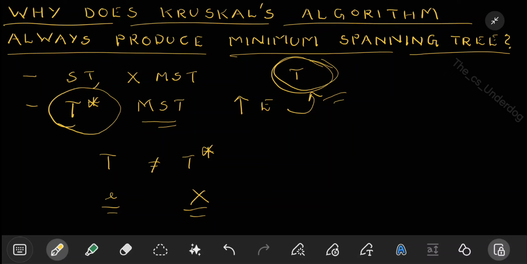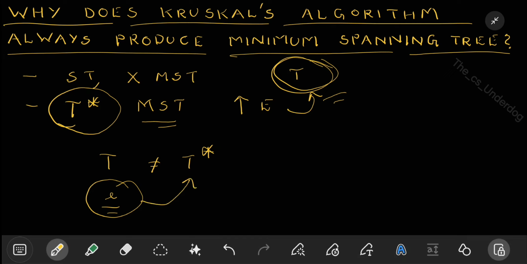Let us assume that this edge E is the first uncommon edge that is present in T. So if you follow Kruskal's algorithm and you are building the tree T, let us assume the first edge that is not present in T star, that is what we are calling E. In this case, if that E exists, then adding this edge E to T star will form a cycle.